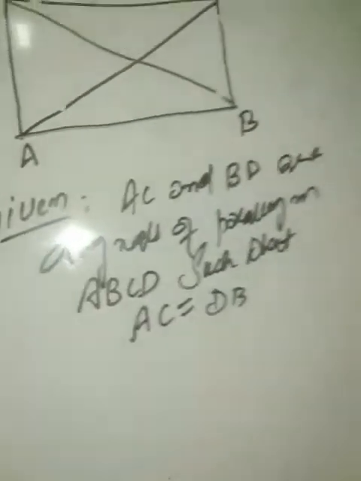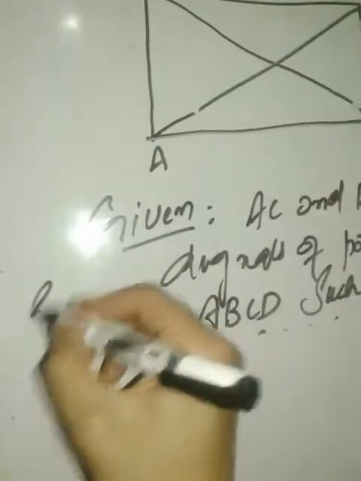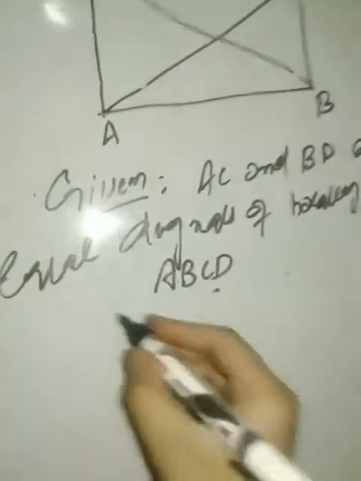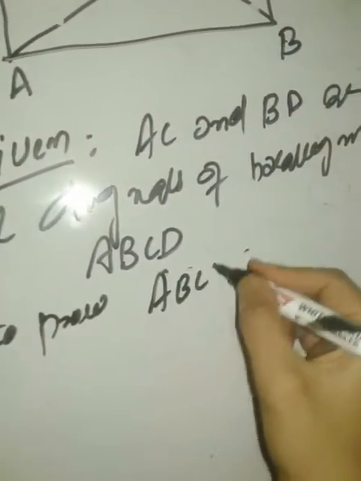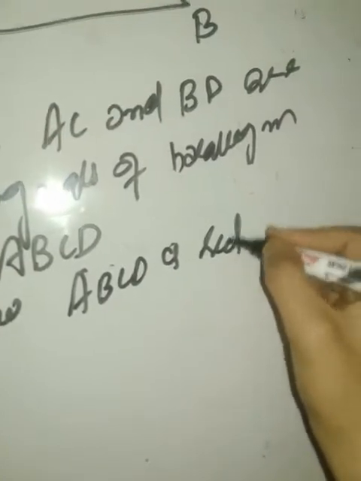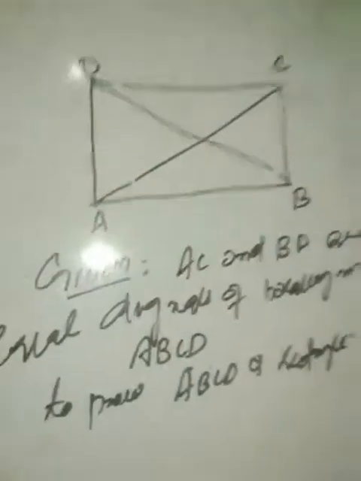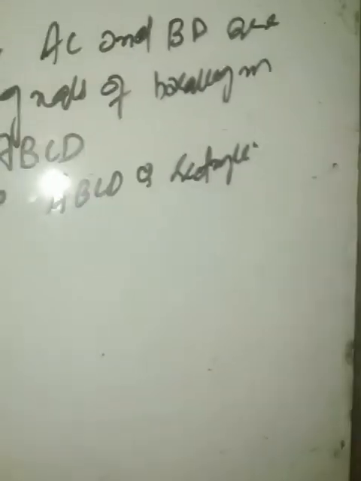Or we can omit it here. We can write it here: AC and BD are equal diagonals of parallelogram ABCD. No need to write it here. To prove, what is to prove? To prove: ABCD is a rectangle. So for that, again the concept of congruence will come into play.